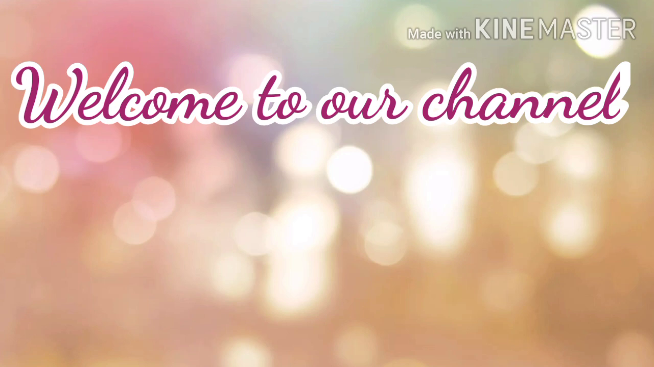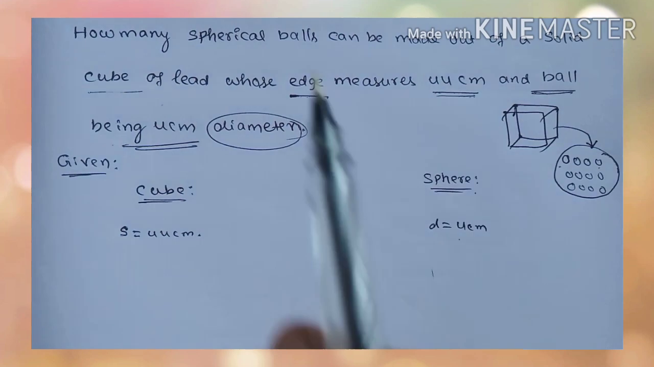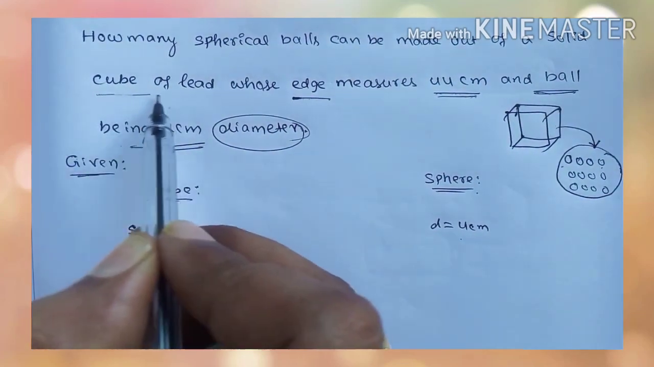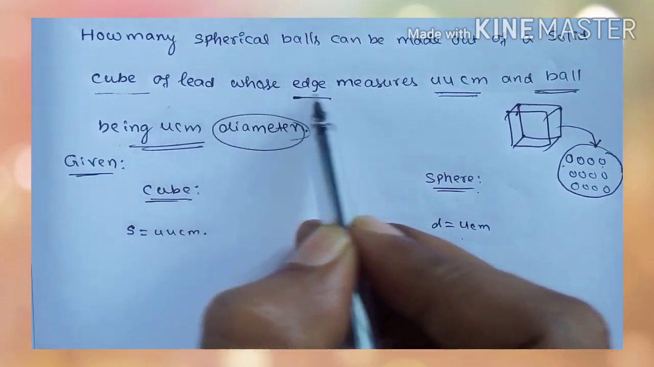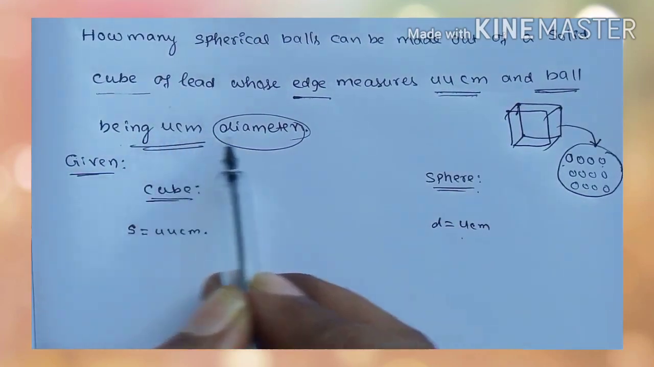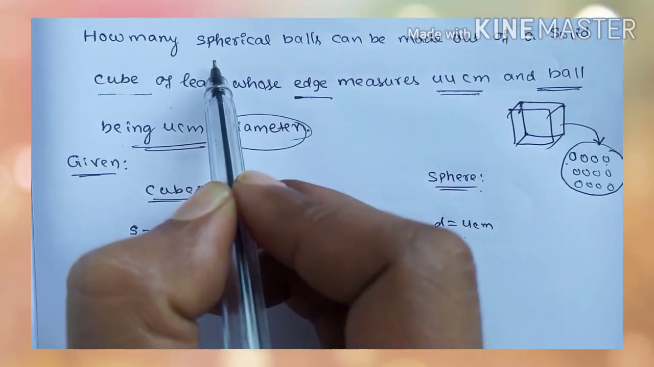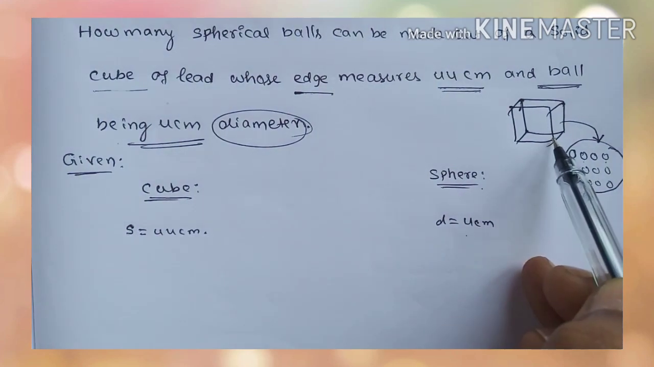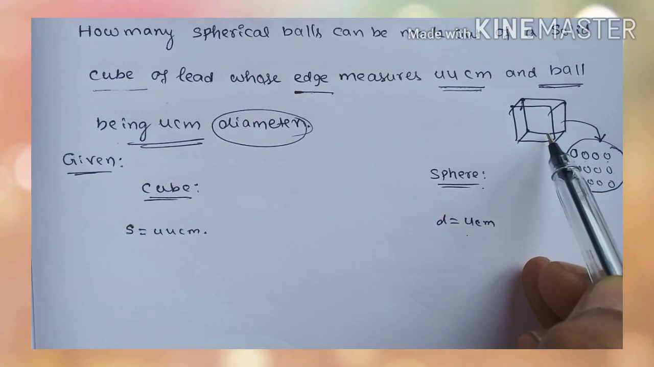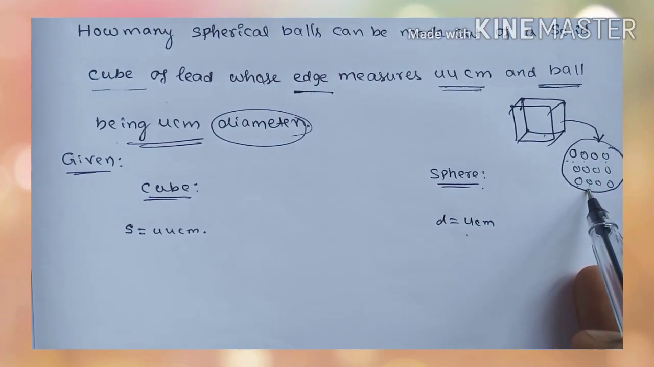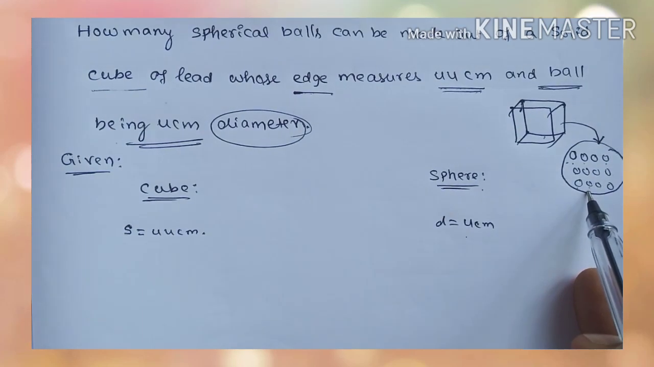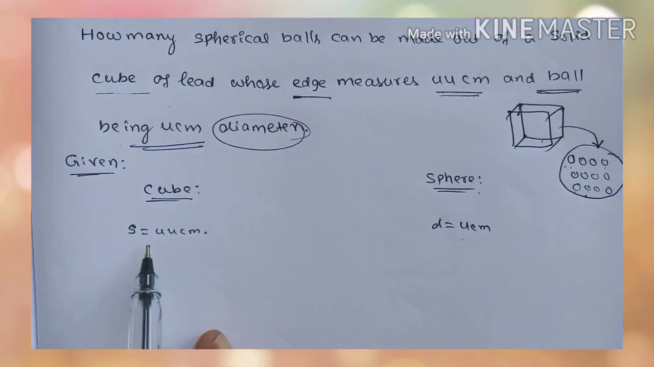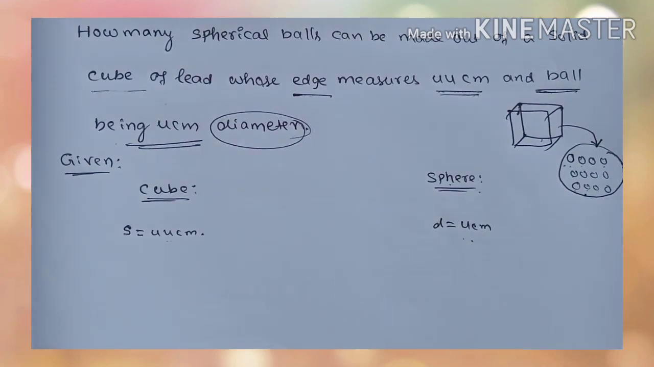Volumes concept in mensuration, we can revise now. The question is: how many spherical marbles can be made out of a solid cube of lead whose edge measures 44 cm, with each marble being 4 centimeters in diameter? From this big cube we have to form smaller spheres, so how many spherical marbles can be made using this big cube of side 44 and sphere diameter 4 centimeters.